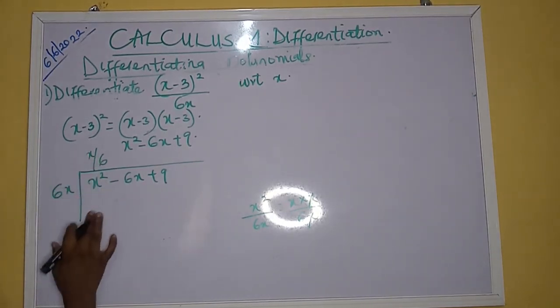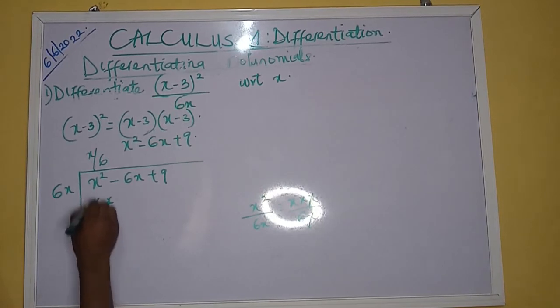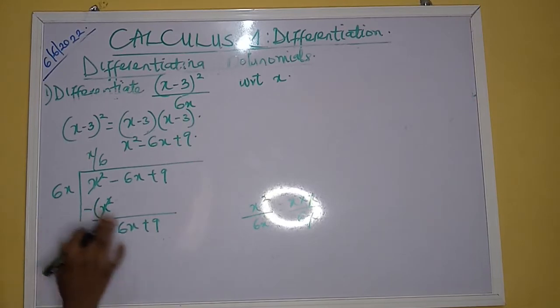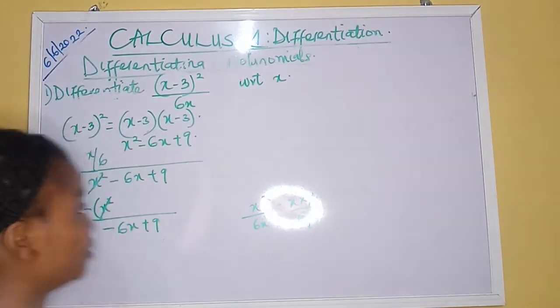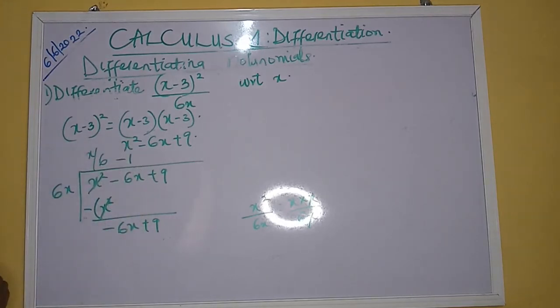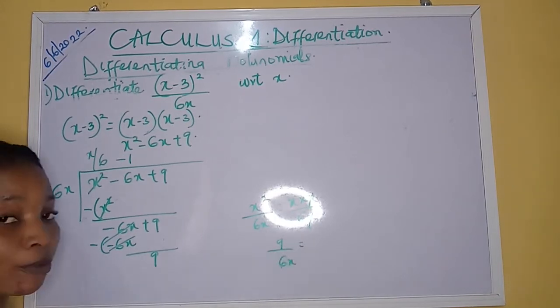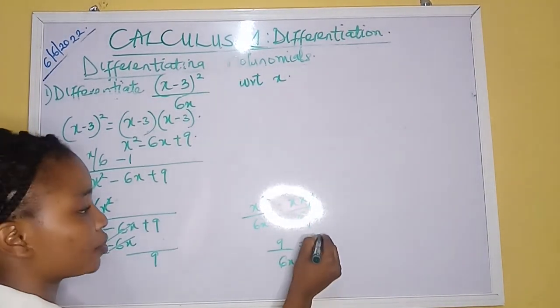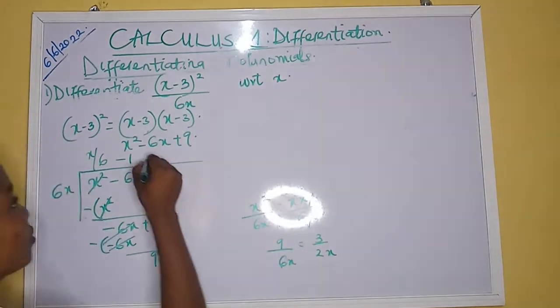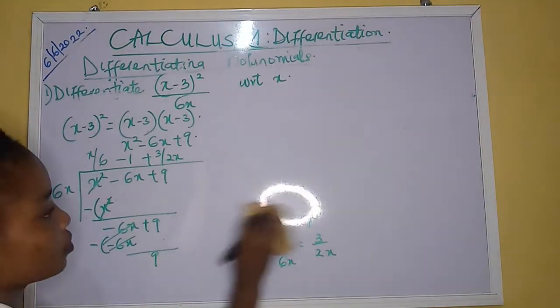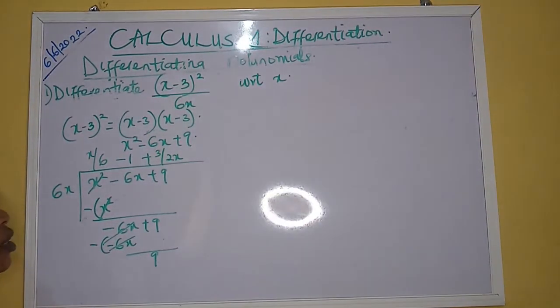So when we multiply this, we still have our x squared. This cancels out, so I have minus 6x plus 9. 6x and 6x will give you minus 1. So when you bring it out again, this one cancels out, so I have 9 here. Then 9 divided by 6x, when you divide everything by 3, you have 3 over 2x. 6 plus 3 over 2x.